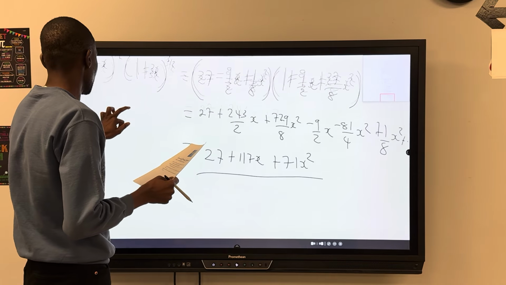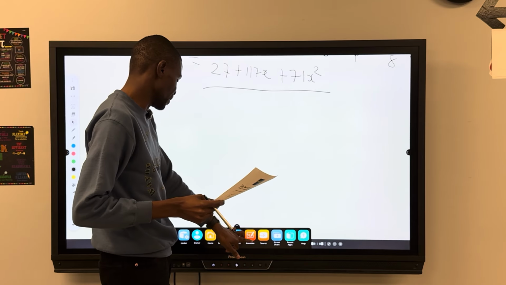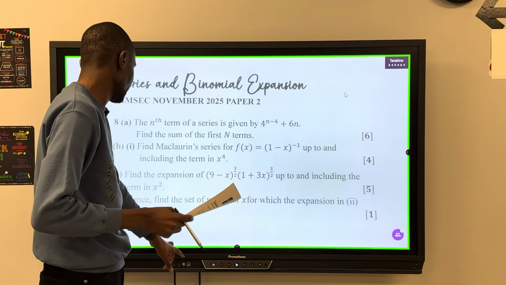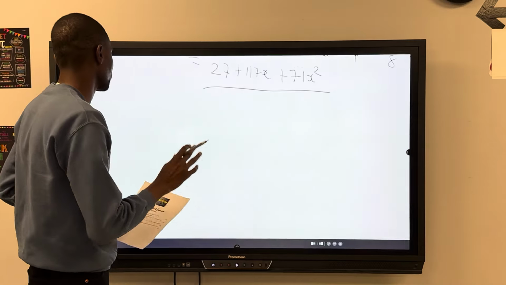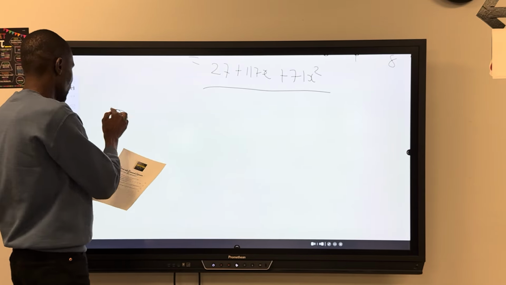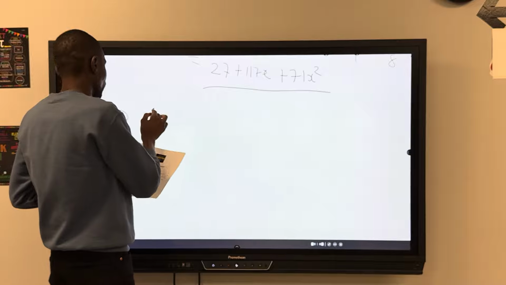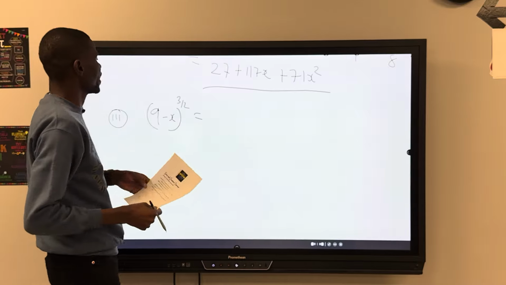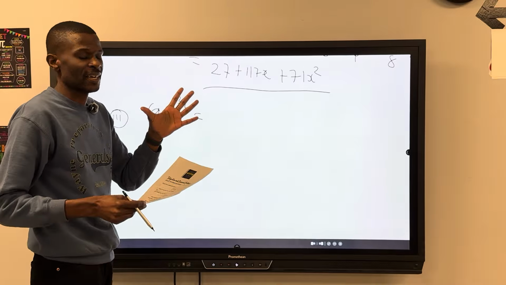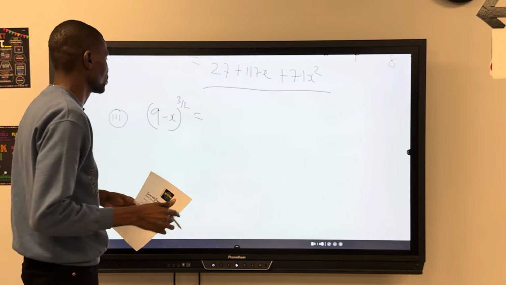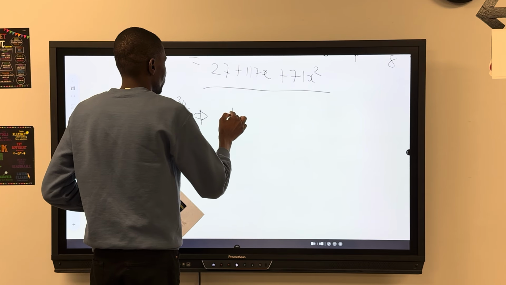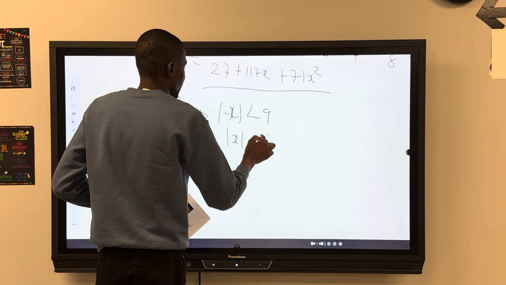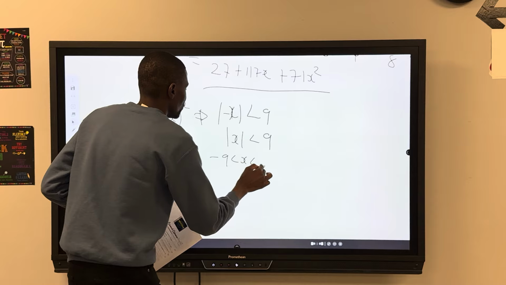Then now on the last part, it's about validity range. So we want to state the set of values of x for which this expansion here is valid. What we simply do is we're going to have two sets of values here, then we find the common one. So for 9 minus x to the 3 over 2, when we are expanding, the expansion is valid up to a certain limit. Here it simply means the modulus of x should be less than 9, which is just from negative 9 to 9.